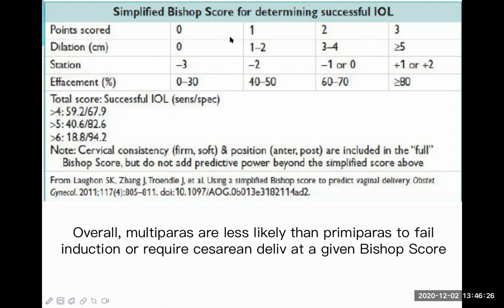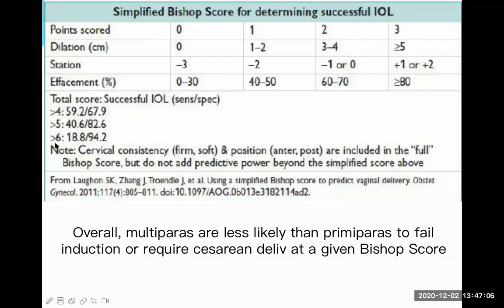So in simplified Bishop score, we have only three criteria: dilation of the cervix, station of the presenting part, and cervical effacement. And these are the same type of scoring. Now look at the interpretation here. Total score, and this is the sensitivity and specificity of a successful induction of labor. If the Bishop score, or simplified Bishop score I should say, is more than 4, the sensitivity is 59.2% and specificity is 67.9% for successful induction of labor.